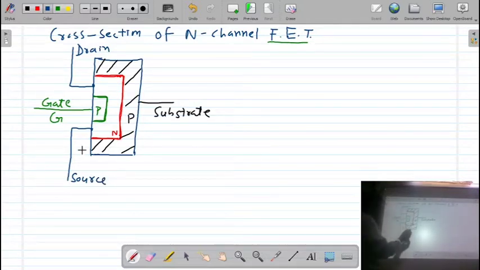This shows that the field effect transistor has three terminals. This is your gate, second is drain, third is source. This is called the body terminal. Whenever you want to remove the noise, then this body terminal should be grounded. So it has three terminals: gate, source, and drain.